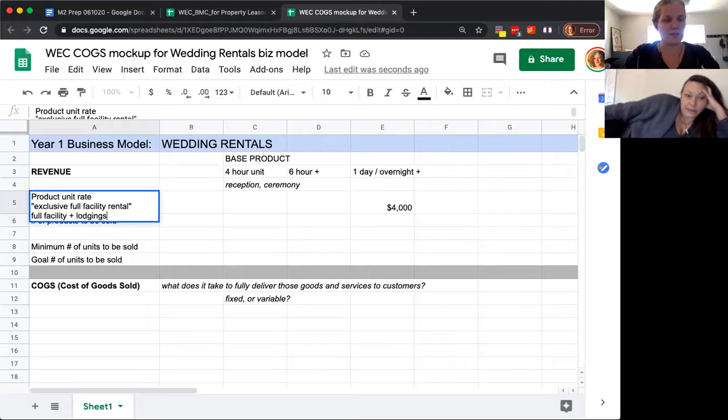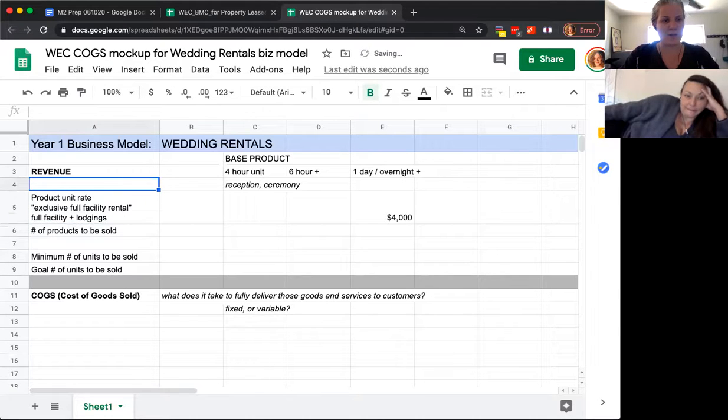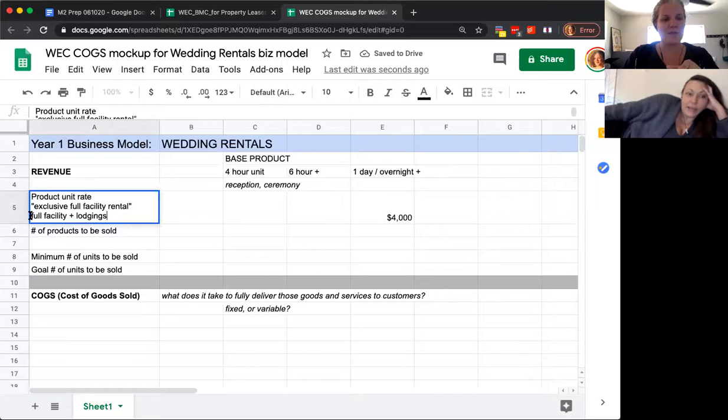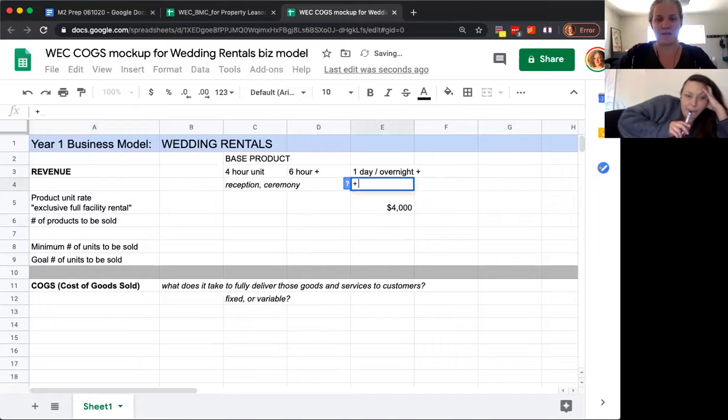So full facility plus lodgings and 24 hours. Actually, let me add that. Well, so full facility and lodgings. Oh, lodgings, that's the difference, right? Yeah, everything is always full facility otherwise, right? Okay, great. So this would be plus lodgings. Oops, I keep spelling lodgings wrong. Lodgings. There we go. And 24 hours access.